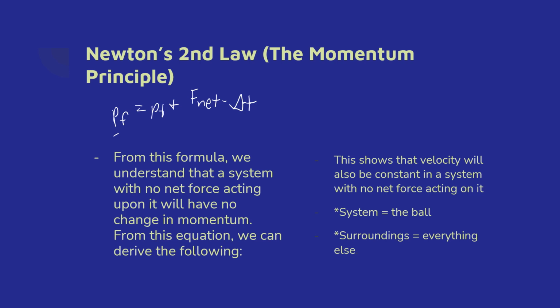Then if we divide this entire equation by the mass, we're going to get a very similar formula that says the final velocity equals the initial velocity plus net force over m times delta t. And this is also going to tell us that our velocity is going to stay constant if no force is acting upon it.